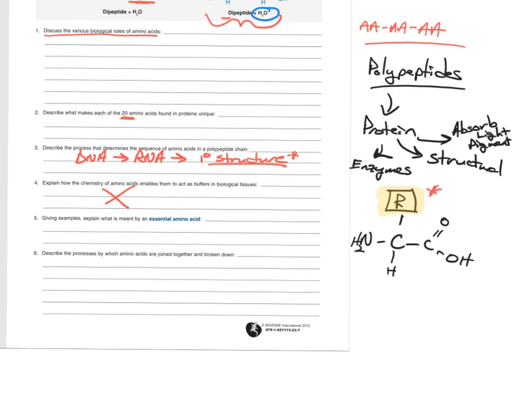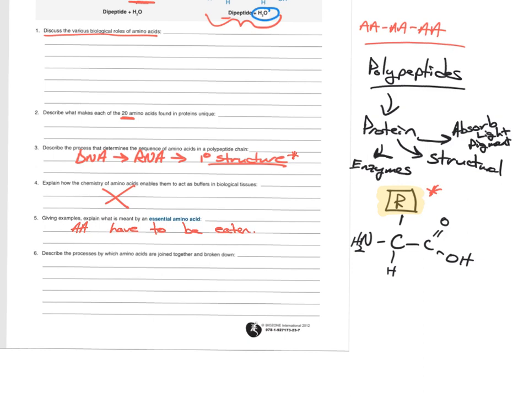Giving examples, explain what is meant by an essential amino acid. And again, the essential amino acids, we talked about it. These amino acids are amino acids that cannot be made by your body. They have to be eaten. The medical students quizzed you on this, those of you that went on the field trip.